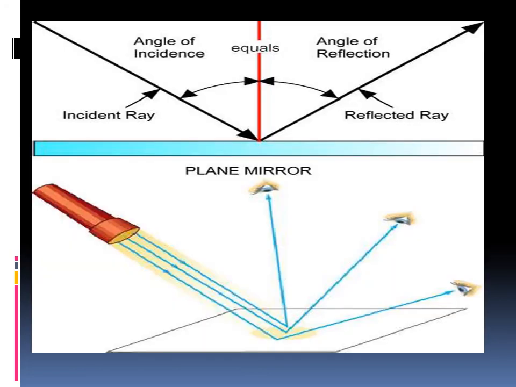Let's see here. So here we have a figure also. This ray is the incident ray, and this is the reflected ray, and this red one is the normal ray. The angle between the red one and the incident ray is called the angle of incidence, and the angle between the normal ray, that is the red one, and the reflected ray is called the angle of reflection. So this was the figure.